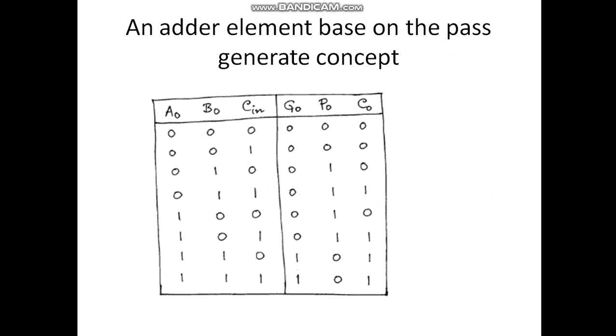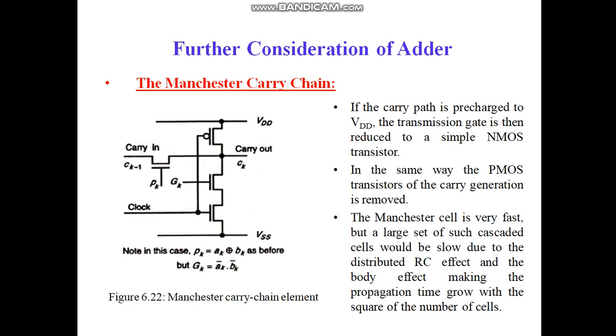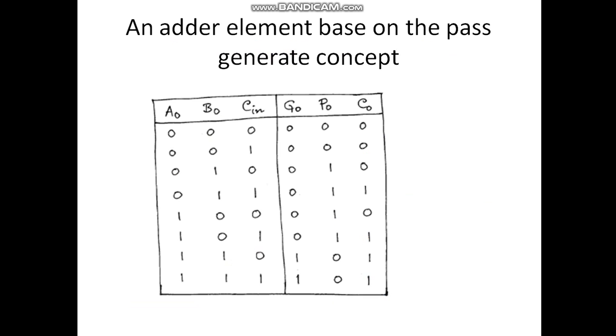And we have implemented this expression using a transmission gate, and to reduce the delay that is offered by the transmission gate, we are making use of a Manchester carry chain.